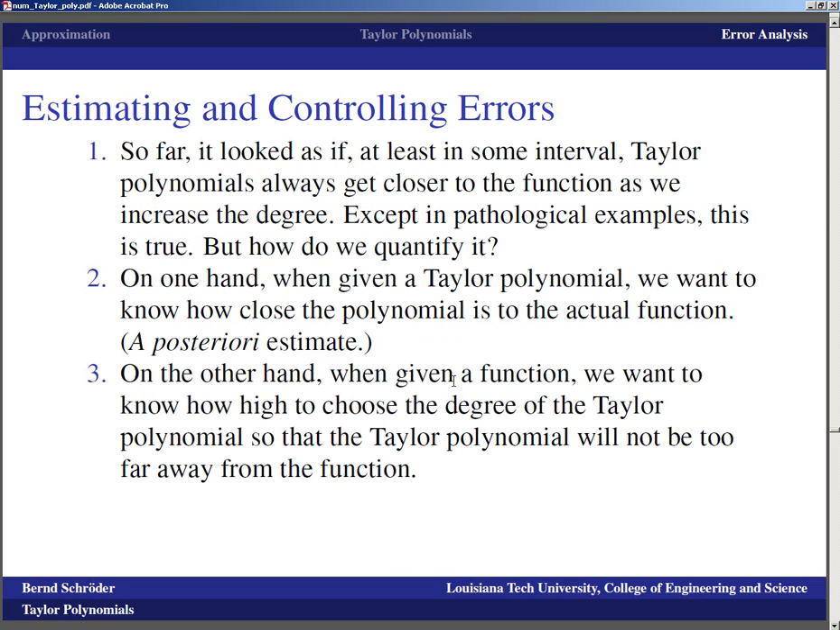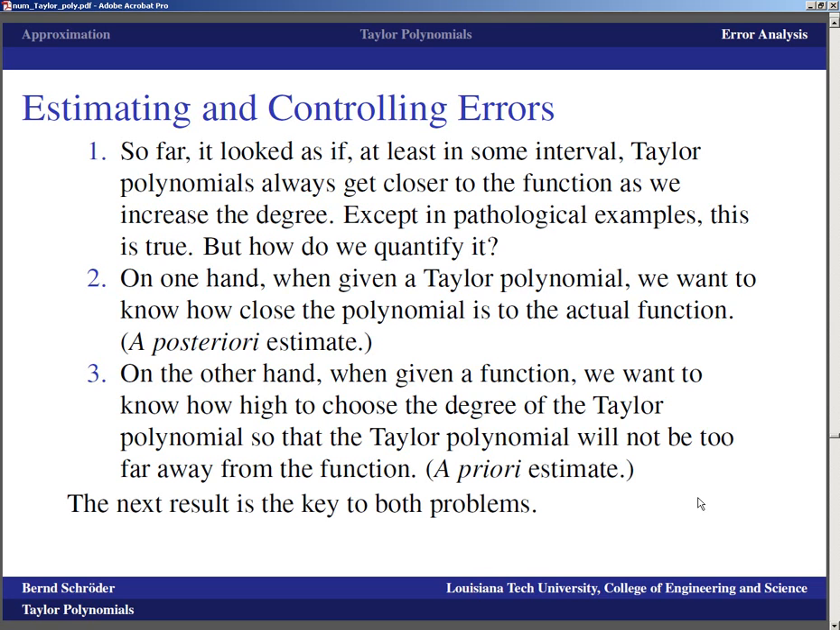On the other hand, when somebody just gives you a function and says, I want to have a certain quality of approximation, then we want to know how high we have to choose the degree of the Taylor polynomial so that the Taylor polynomial will not be too far away from the function. And that is an a priori, or before-the-fact, estimate. This is where somebody gives you design specs and you just sit down and work out how to design your Taylor polynomial. And the next result on the next panel is really the key to both the a posteriori as well as the a priori estimates, and we're also going to see examples for that.